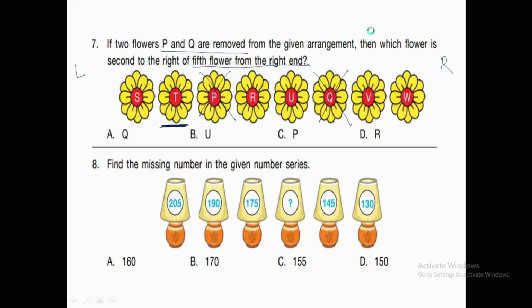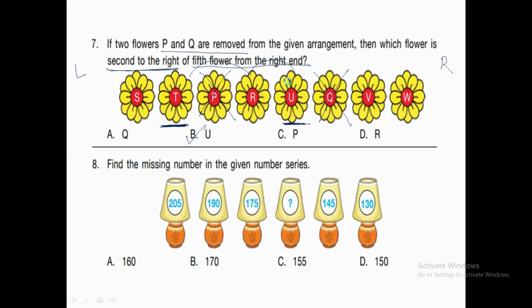Correct. Now, the question is asking which flower is second to the right of the fifth flower. As we know, the fifth flower is T. Now we need to find the second flower to the right of T. So which will be 1, 2. So U is the second flower to the right of the fifth flower from the right hand. So that's why our answer should be option B, which is U.